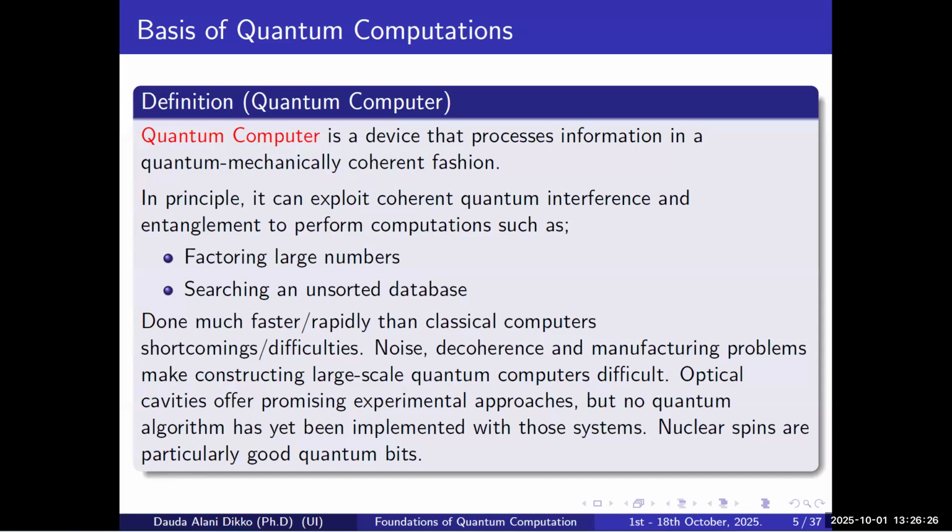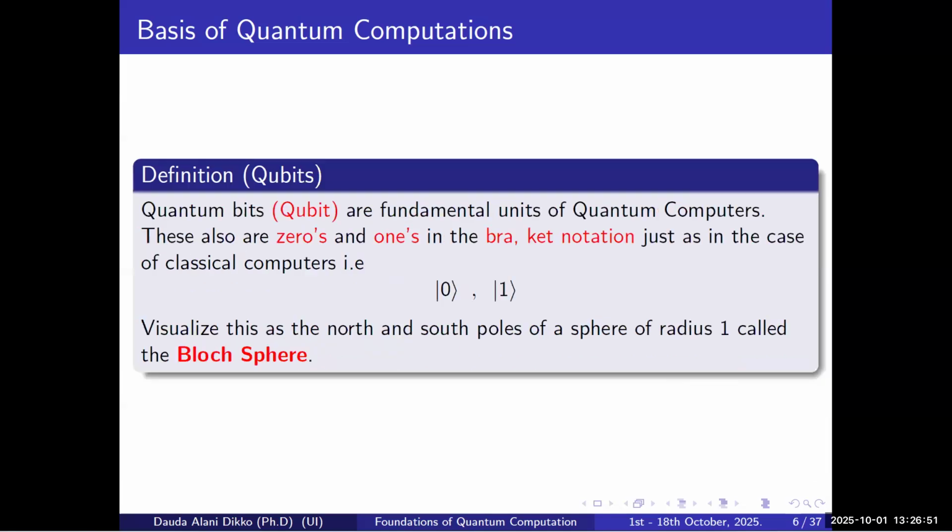Now, optical cavities offer promising experimental approaches, but no quantum algorithm had yet been implemented with those systems when I wrote this. Since then, a number of works have been done, and people are still working on that. That's where we are. For example, nuclear spins are particularly good quantum bits that can be used. And we can also read further on this.